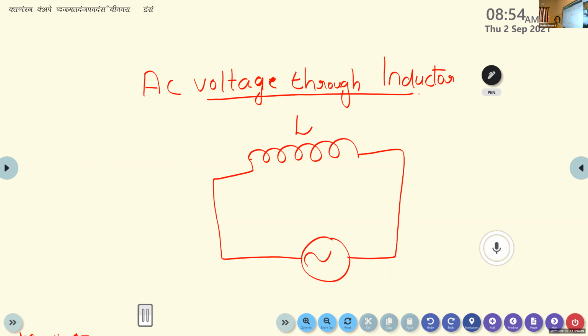I think it is better to use the term inductance instead of the term resistance. Consider an inductor with the inductance equal to L. Instead of resistance, you can use inductance. Yes, ma'am, can you say again? Consider an inductor with the inductance equal to L.